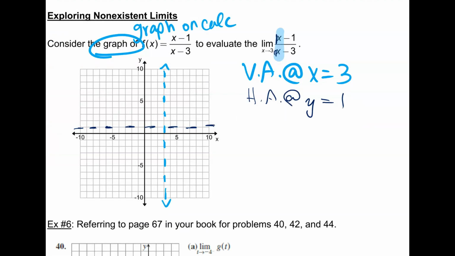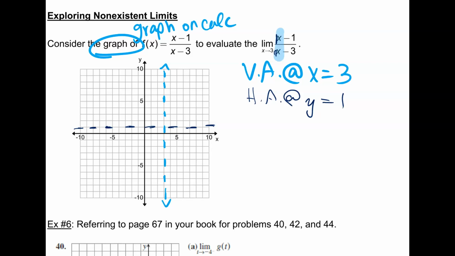Okay, so I have a vertical asymptote and a horizontal asymptote, roughly what it's going to look like. If I put in a positive number, like what about if I put 5? What number would it be? 5 minus 1, 4, over 5 minus 3, 2. Okay, something positive. This is how I graph rational functions.